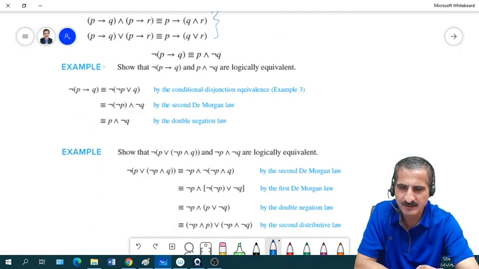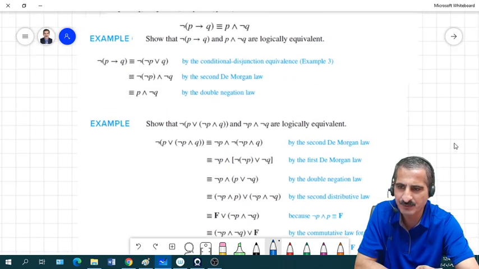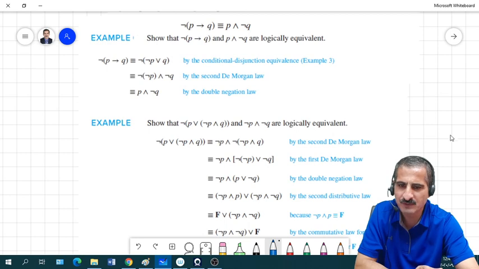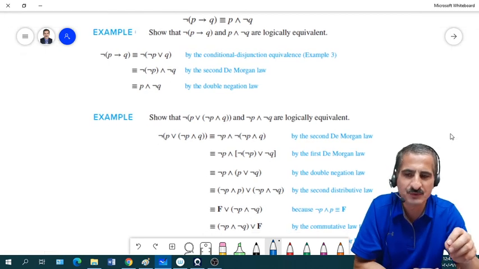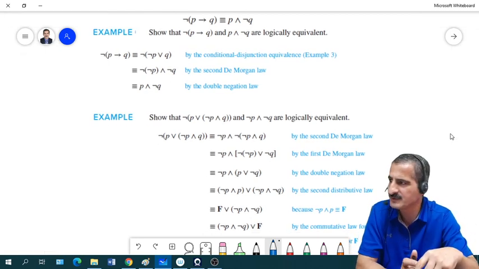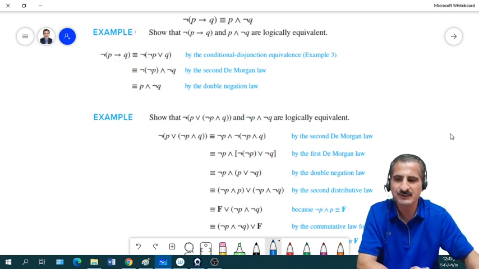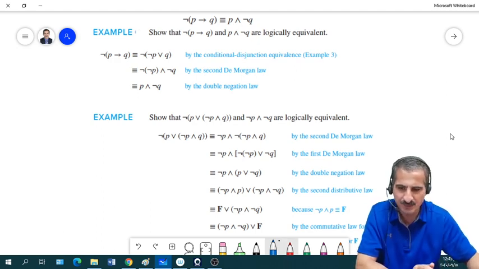Okay. Let us see now an example where we will prove logical equivalence, but without using the truth table. We will use the laws we learned. So we want to prove this logical equivalence here.